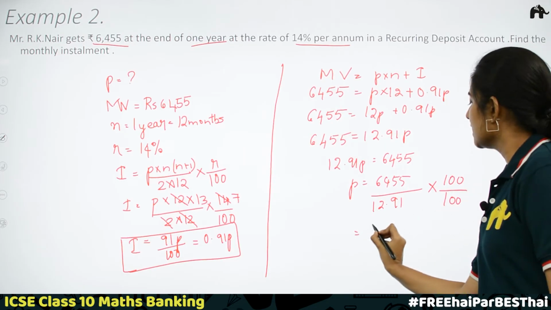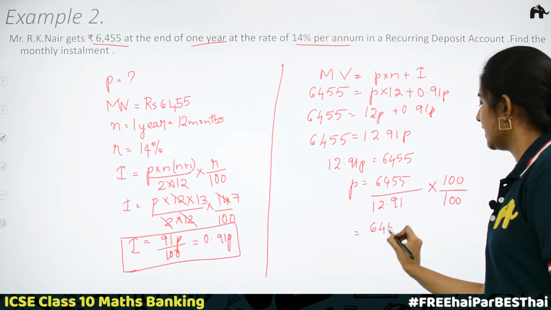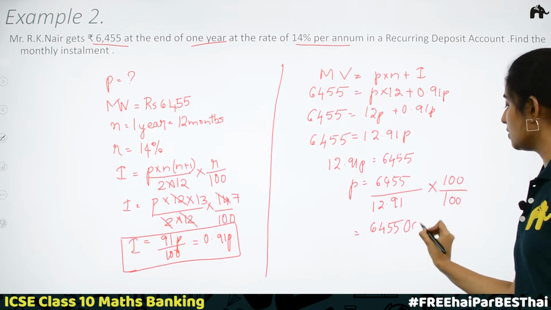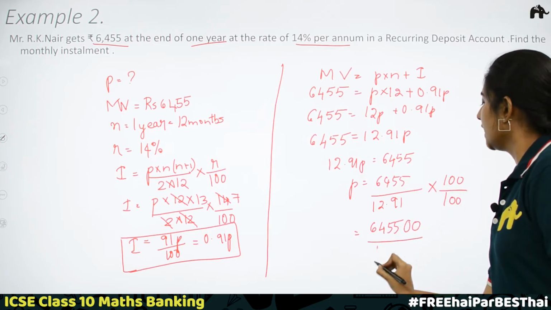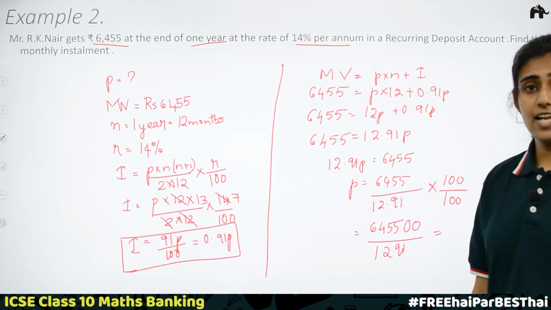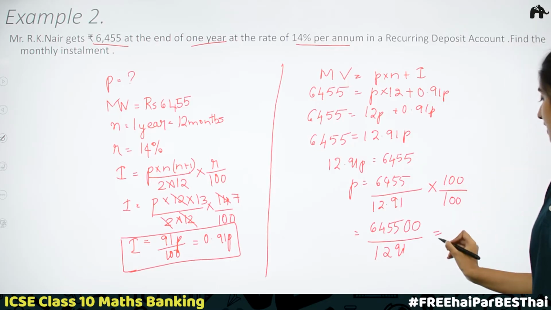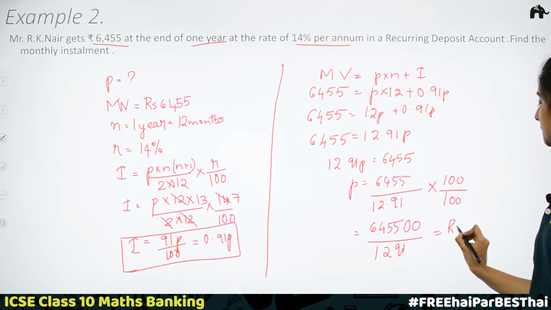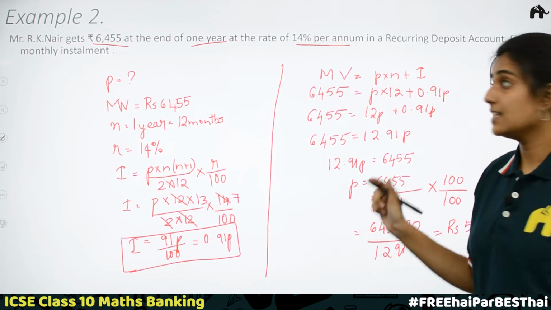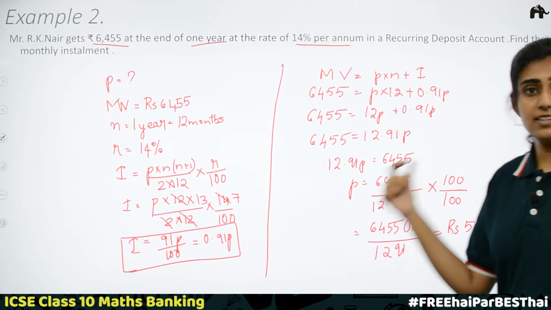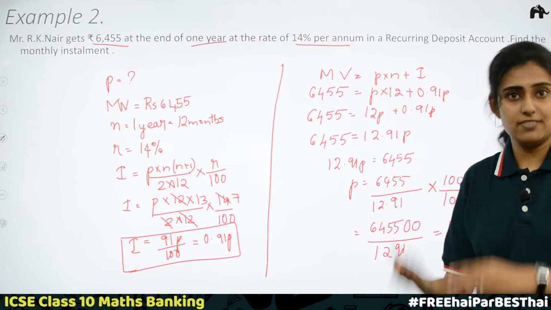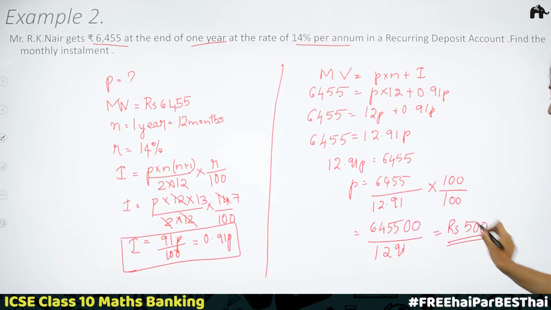We will be getting 6,455. Now, we have multiplied with 100, that is we have to add 2 zeros in the numerator, and the denominator is 1,291. What do you get as the final answer? You will be getting rupees 500. So, here in this question we had determined the monthly investment, that is this person is depositing 500 rupees every month. Okay, so this is our final answer.